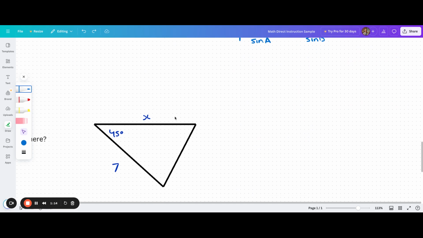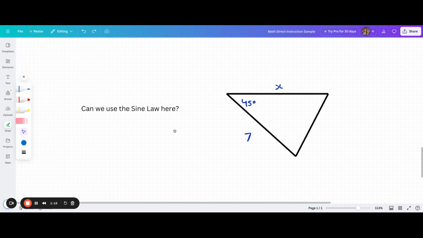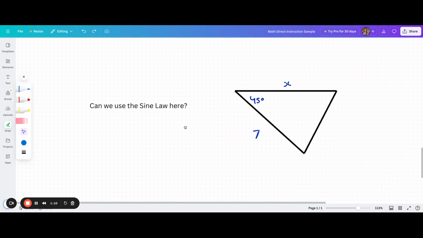And I also want you to look at this situation here. So now that we know the sine law itself may have some limitations. It's not a perfect equation that gets you everything, in every situation. For instance, here I have 45 degrees and I have a side length here, 7. And the question is if we can solve for x using the sine law. Something I want you to look at.